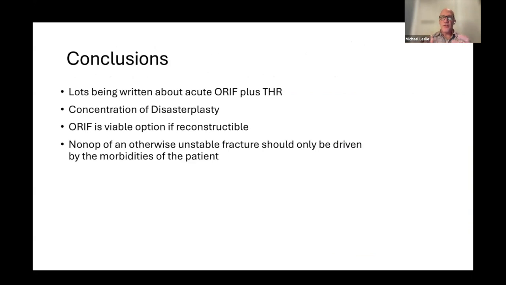And maybe there is more of a concentration on arthroplasty and what we should be doing. And ORIF, if viable, if it's reconstructable, it should always be our probable first look at this. And then non-op of an otherwise unstable fracture should be driven by morbidities of the patient, not avoiding surgeries that we should be doing. Aaron, Mike, you have any other thoughts?